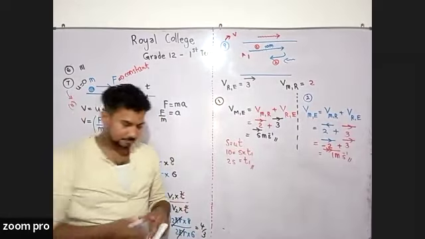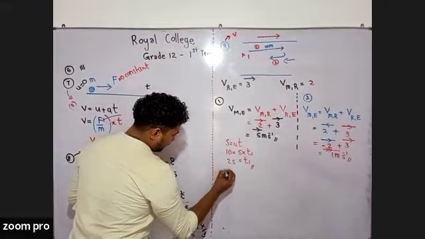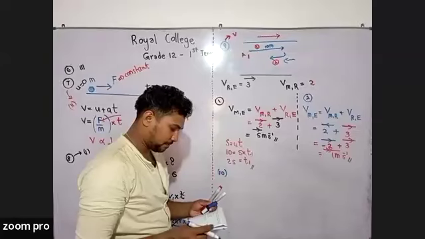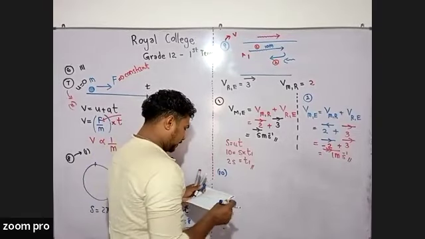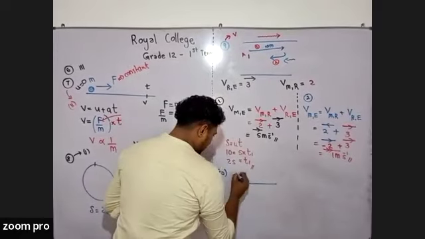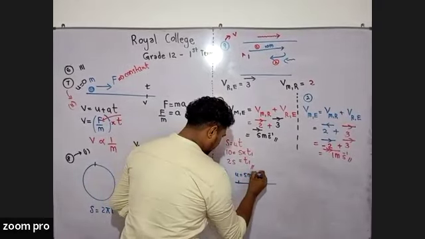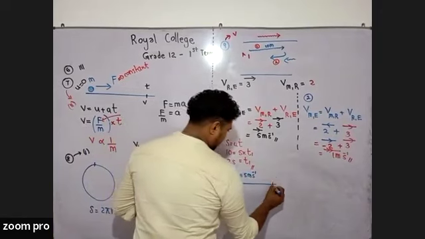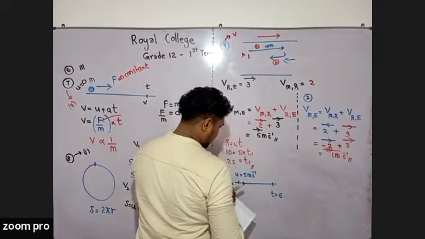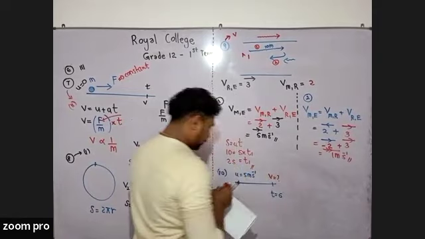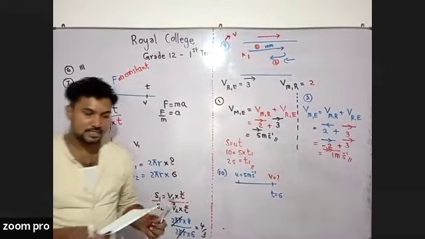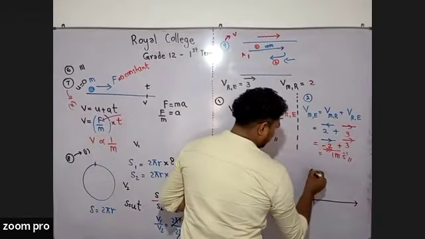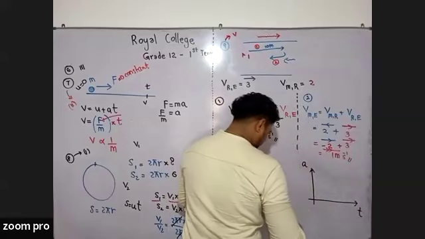Okay. In the 10th question, below is an acceleration time graph for the motion of an object. If the initial velocity of the object is 5, find the velocity at the end of 6 seconds. Right. So if you go through the graph, this is the acceleration time graph.